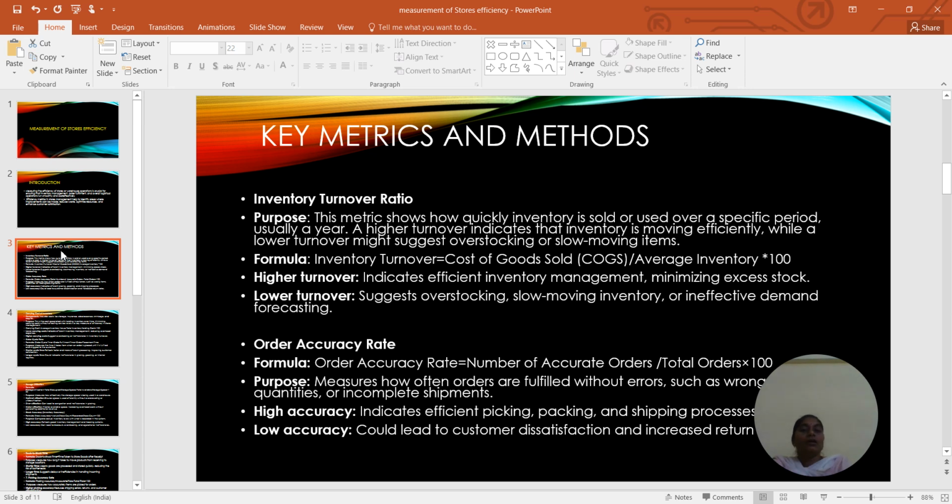And another one is the order accuracy rate. Order accuracy rate measures how often the orders are fulfilled without any errors such as wrong quantities or incomplete shipments. Higher accuracy indicates the efficiency of picking, packing and shipping processes of the order, and low accuracy rate represents dissatisfaction of the customers and increasing return rates. So we calculate the order accuracy rate equal to number of accurate orders divided by total orders into 100.